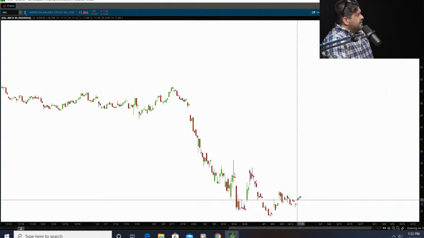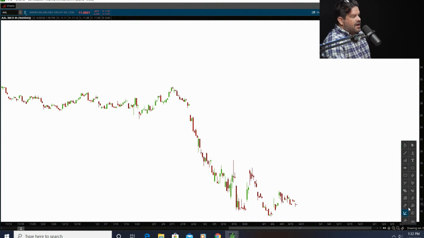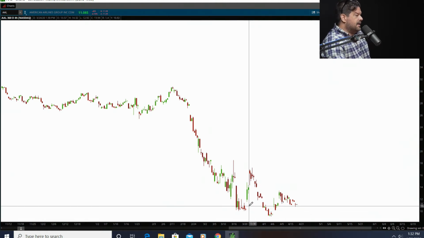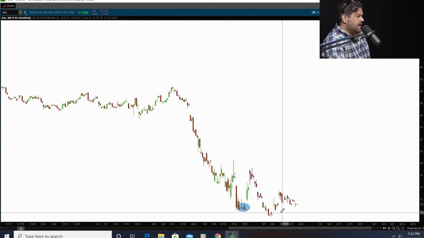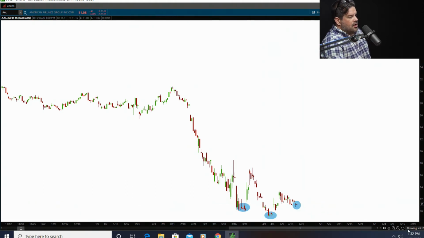All right, so I just gave you two examples looking past, and it's always easiest to look at hindsight, but if we look right now, we have AAL, which is American Airlines. You can see that you have a shoulder right here, you have a head right here, and you have another shoulder right here.